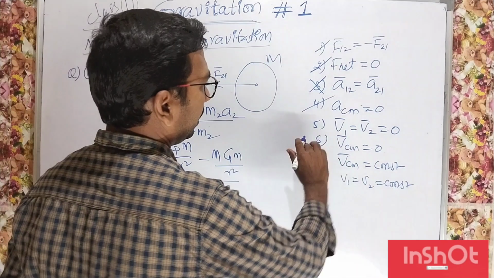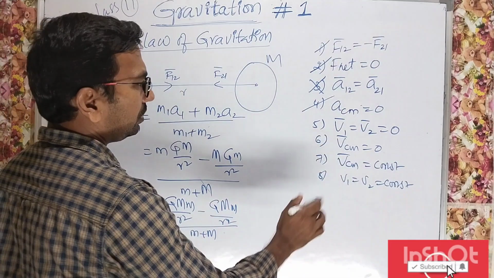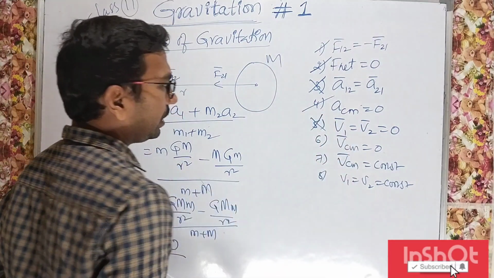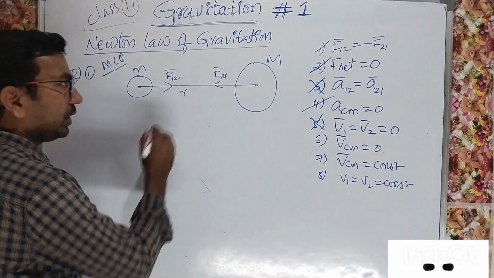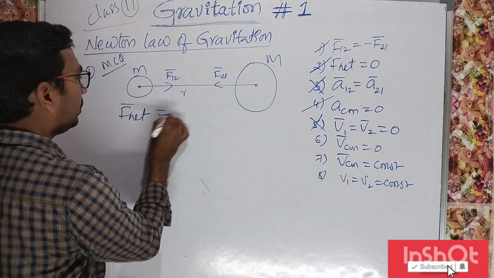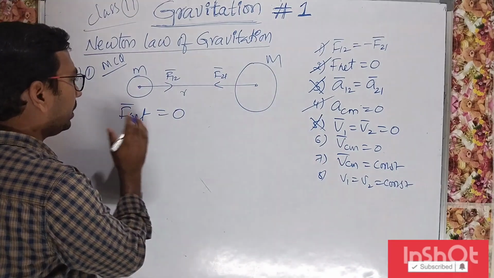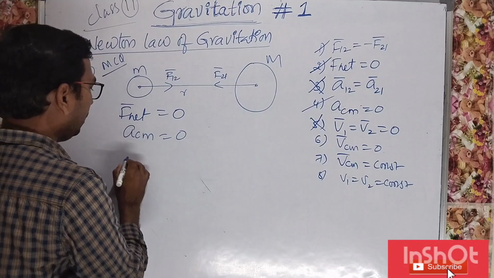So here velocity is not equal to 0. So V1 is equal to V2 is equal to 0. So this is wrong. Next, VCM is equal to 0. You can check VCM. We know F net is equal to 0. F net is equal to 0 means ACM is equal to 0.